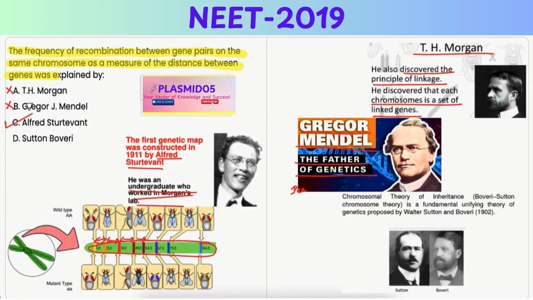Option D, Sutton and Boveri. Sutton and Boveri proposed the chromosome theory of inheritance, which suggested that chromosomes carry genes and these chromosomes are the basis of inheritance. But they did not address the concept of recombination frequency as a measure of genetic distance. Hence, it is incorrect.